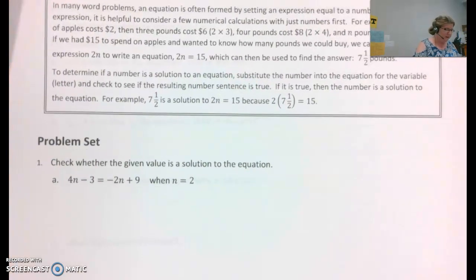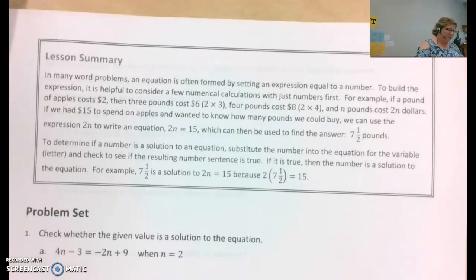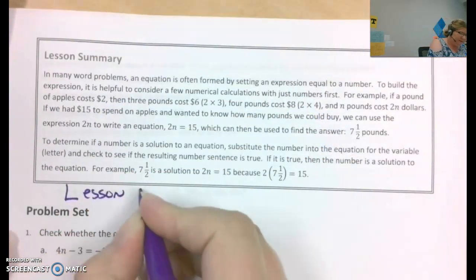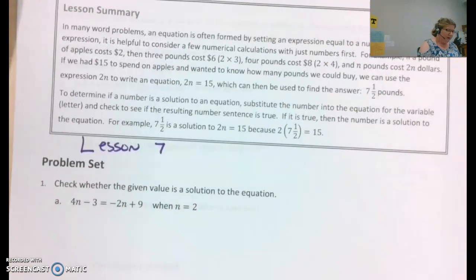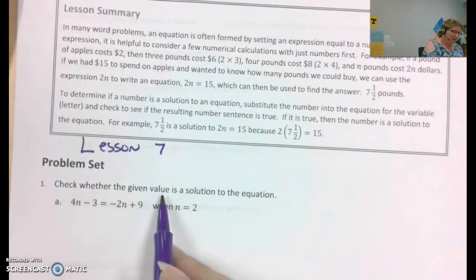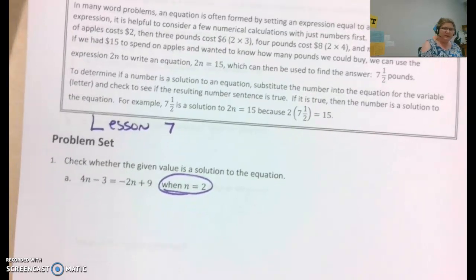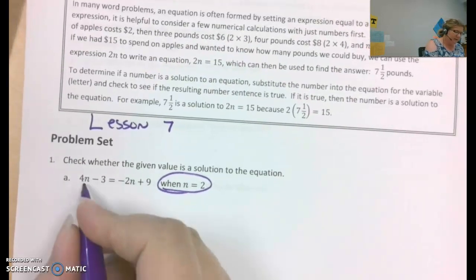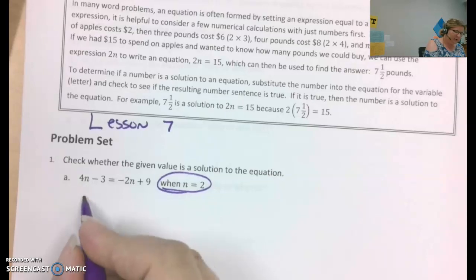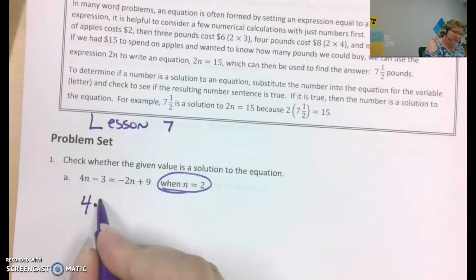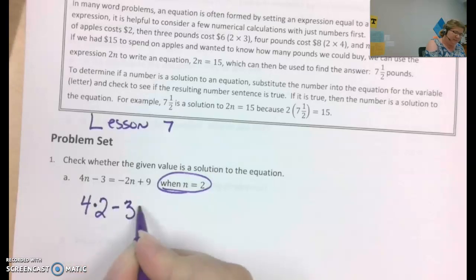Okay, now we're going to look at the Lesson 7 problem set. Write Lesson 7 on this to be very clear. We are just deciding whether the given value is a solution to the equation. So to do that, we're going to use substitution. Every time there is an n, we're going to replace it with 2. That does not mean 42, it means 4 times 2.